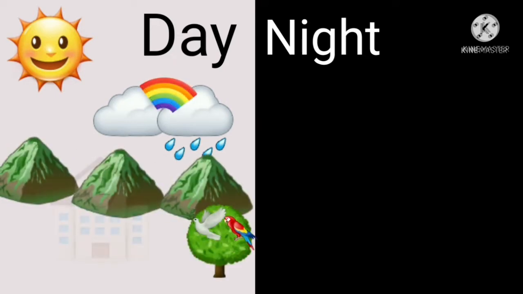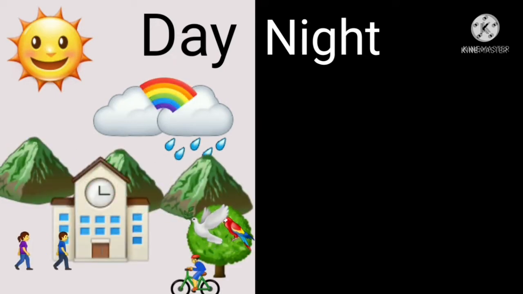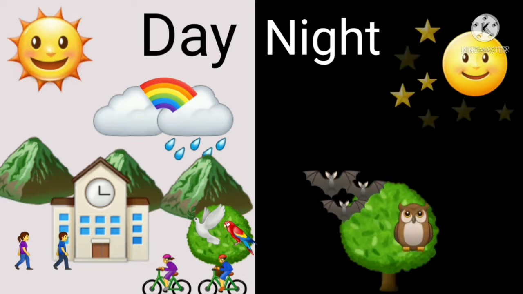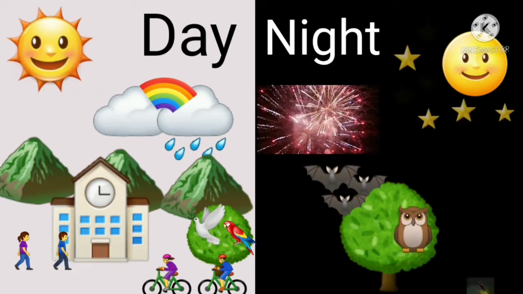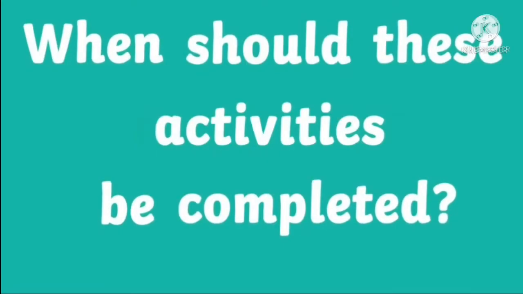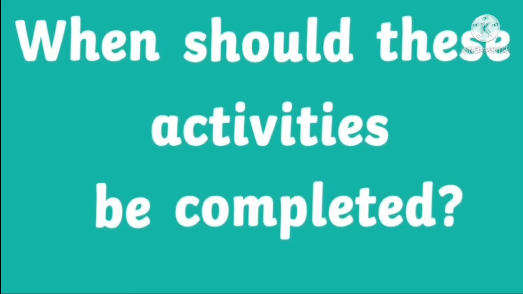Today we will learn about day and night. During the day, you can see sun, cloud, raindrops, rainbow, birds. You can go to school or ride a bicycle in the evening. During the night, you can see moon, star, bat, owl, firework, fireflies, or camping. When should these activities be completed?